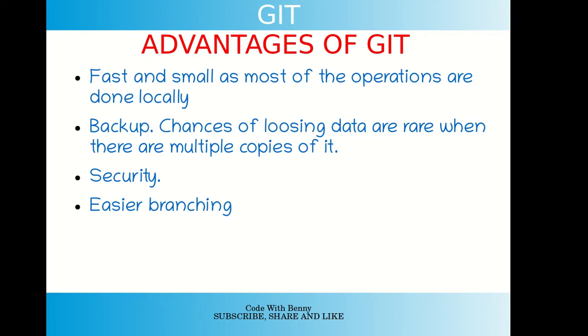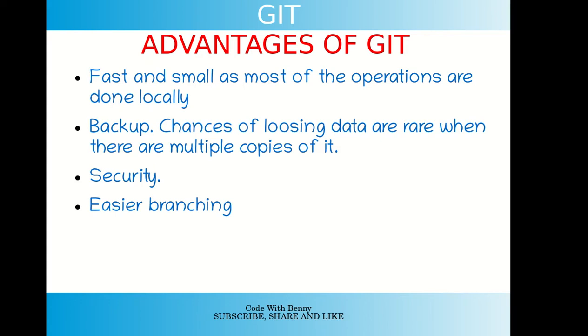Then you can also use it to back up. Chances of losing data are rare when there are multiple copies of it. So when you're using Git and you push something to your remote repository, you'll find that you can get it at any time. So even if you lose the data you have in your computer, you can just go and clone or pull it from the remote repository, okay? So there is security of your files and folders or code. So Git itself secures the files that you put in it, okay?